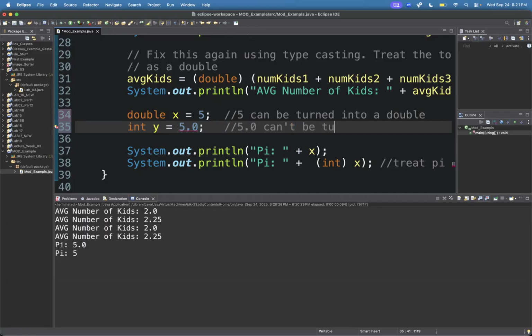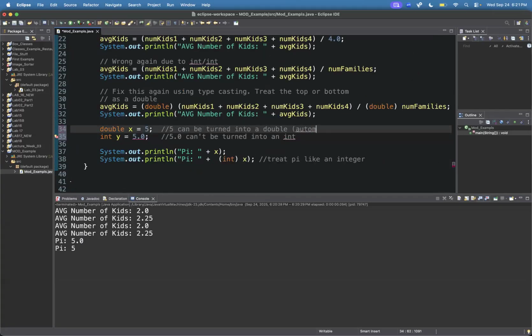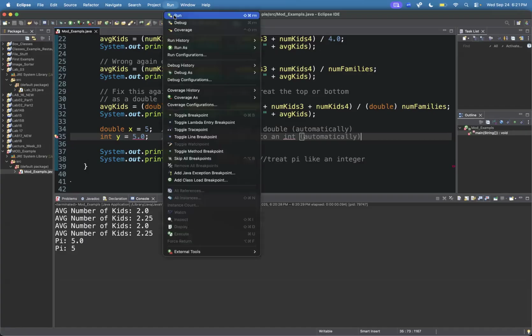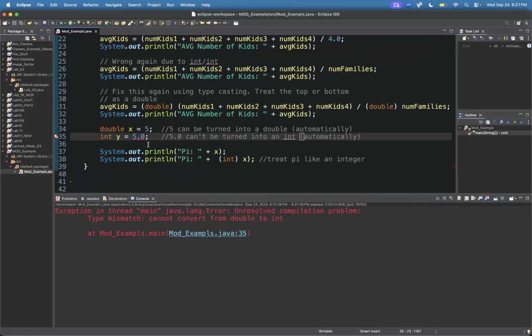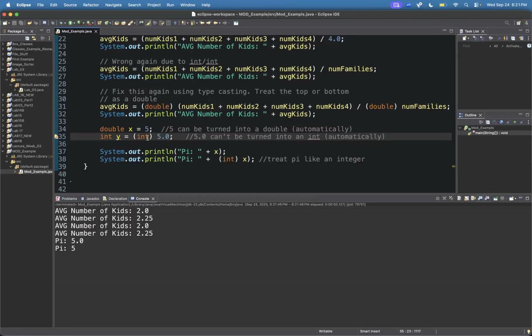5.0 can't be turned into an int. And in both of these cases, it's more that we're talking about automatically. We know that you actually can turn 5.0 into an integer because we get an error here, but I know that if I just go here and do that typecasting that we just learned how to do, that would fix my issues and everything runs. So you can't turn an integer into a double automatically. You have to typecast. Okay.